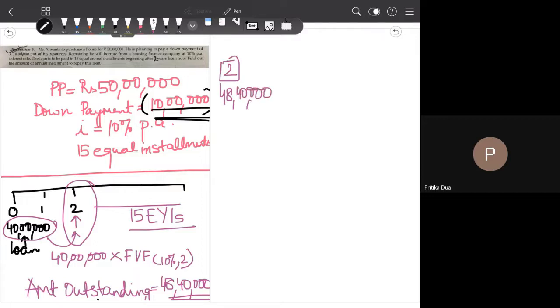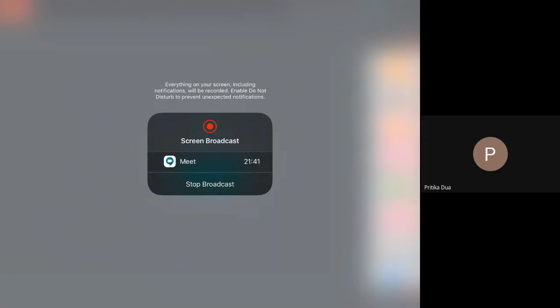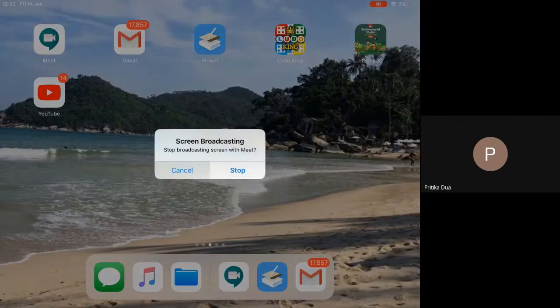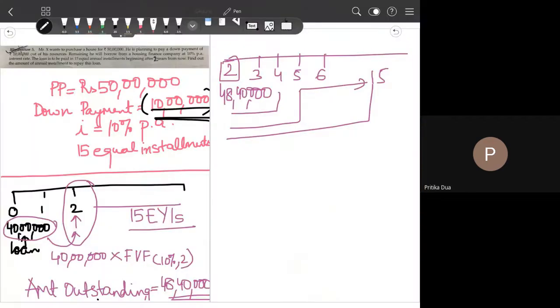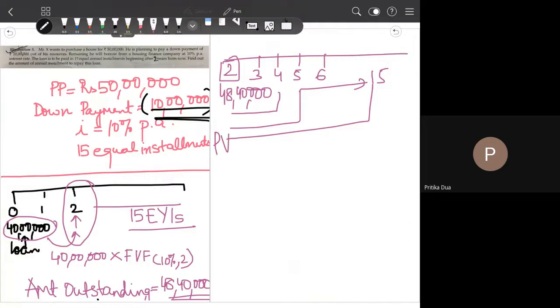Now the 15 installments, 3, 4, 5, 6 and so on, when you discount them and bring them to zero point of time, the sum total of all these present values should be equal to this 48 lakh 40,000. Are you able to see the screen? Yes.